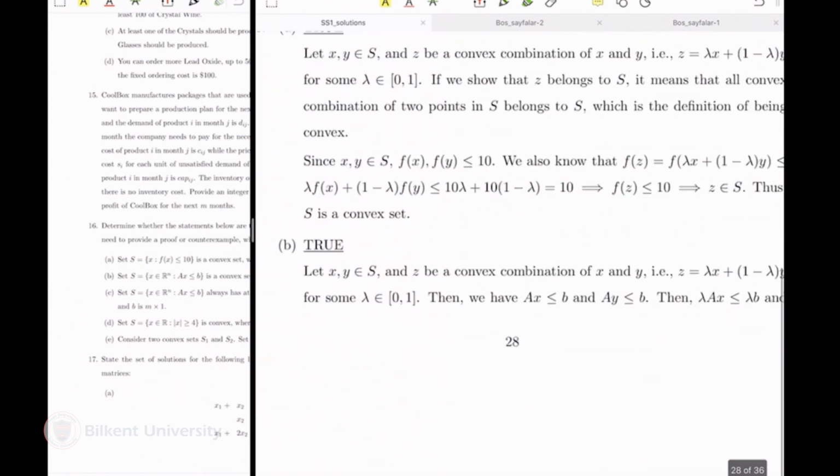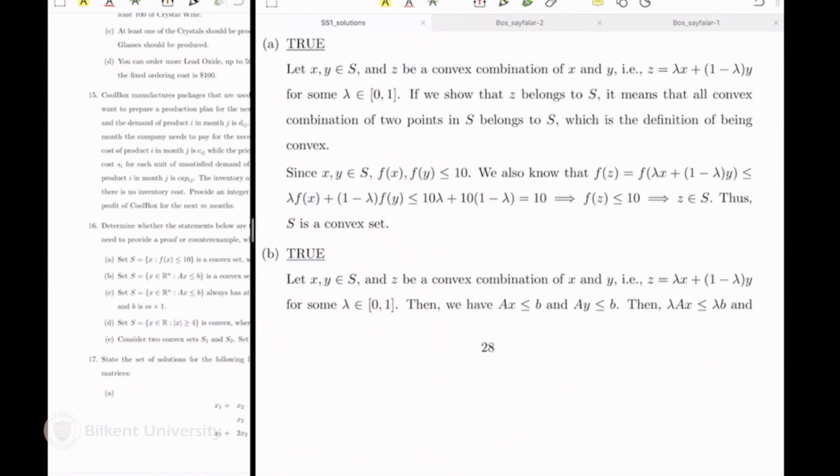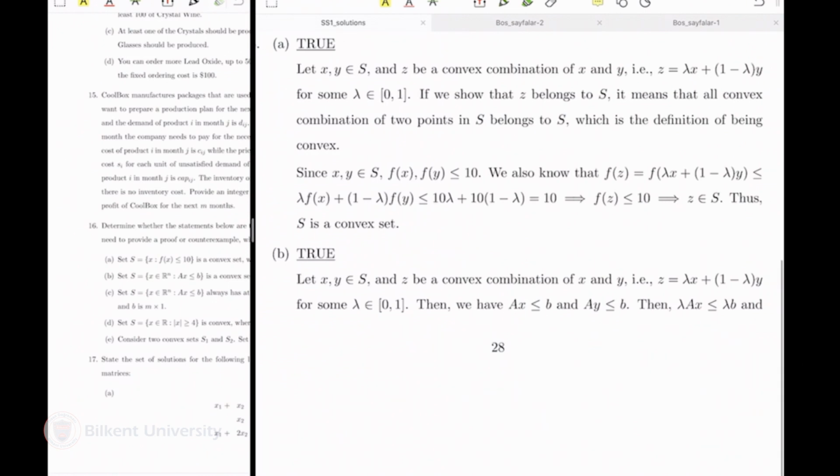This statement is still true. Again, we start from two arbitrary points in S, and we want to show that its convex combination is inside S. So we can name the convex combination as Z. Z is equal to lambda x plus 1 minus lambda y for lambda between 0 and 1. And since x and y are members of S, we can say Ax is less than or equal to b, and Ay is less than or equal to b, because this is the definition of set S.